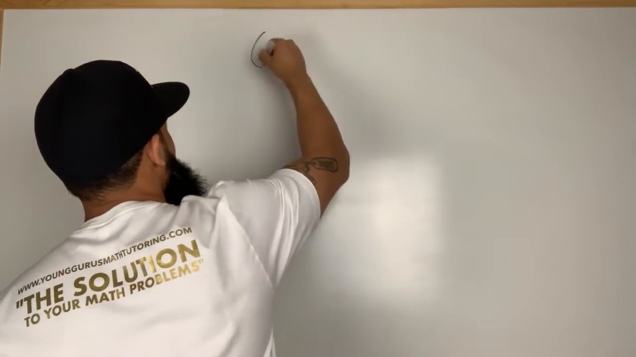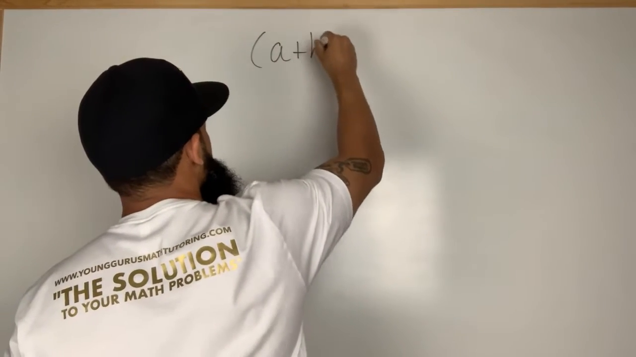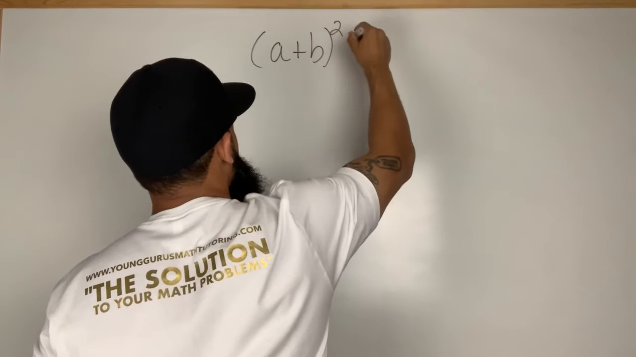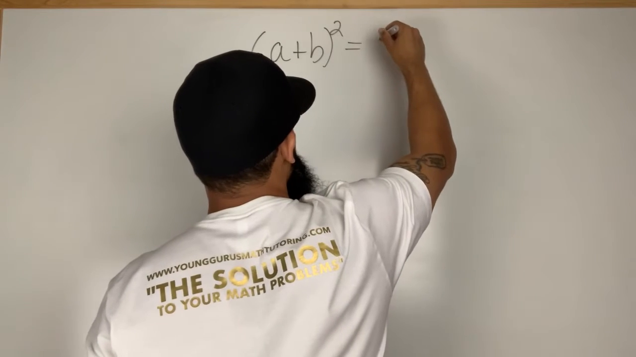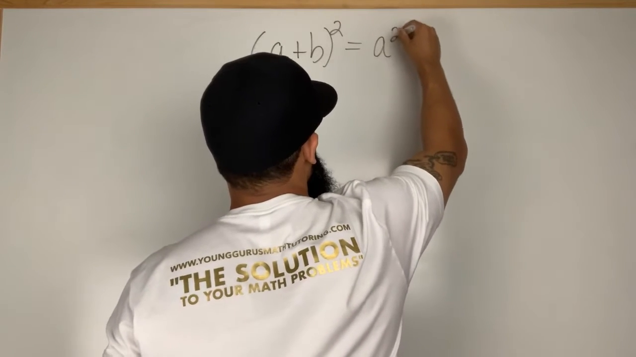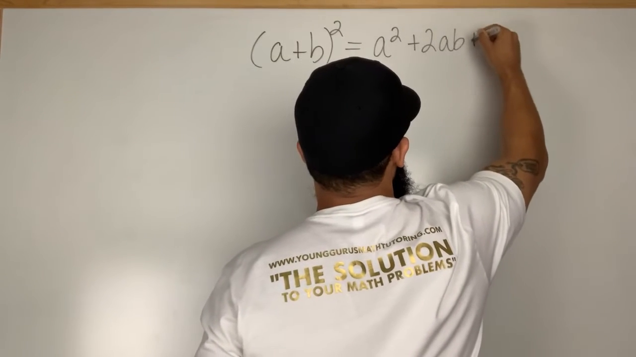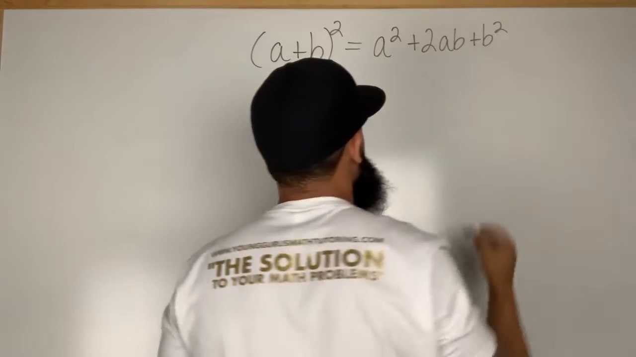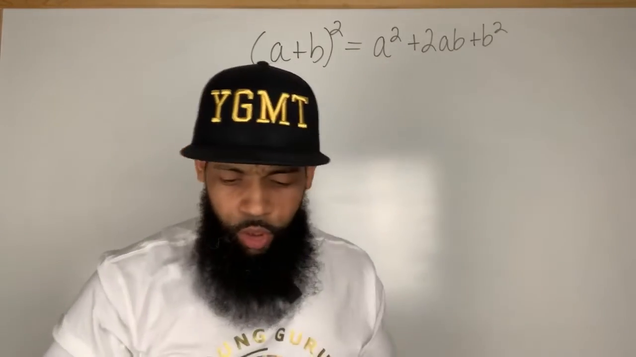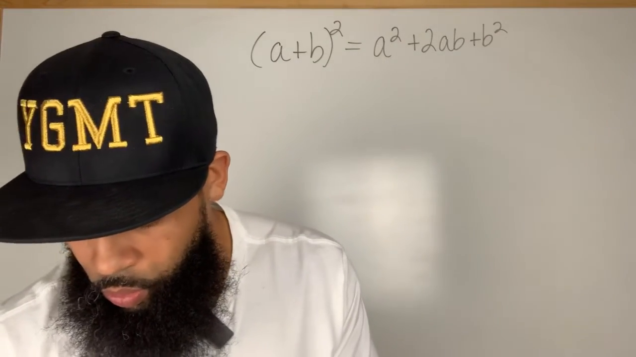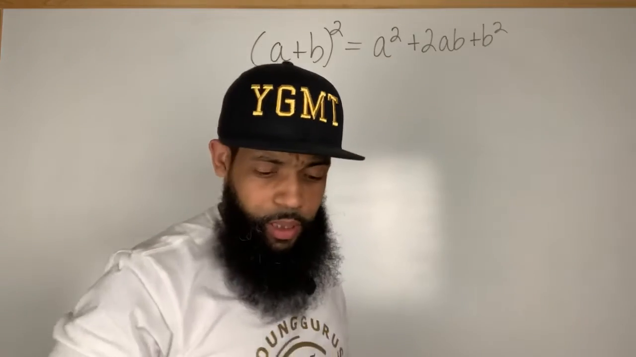Now, first of all, we have to have a rule. There is a rule that says if I have a plus b to the second power, then that is the same thing as saying a squared plus 2ab plus b squared. So we're going to use that rule and we're going to multiply some binomials.